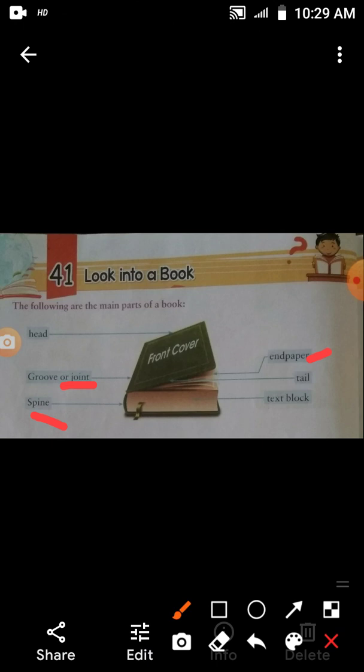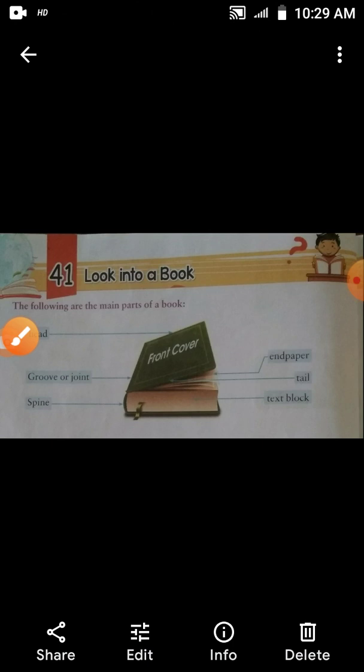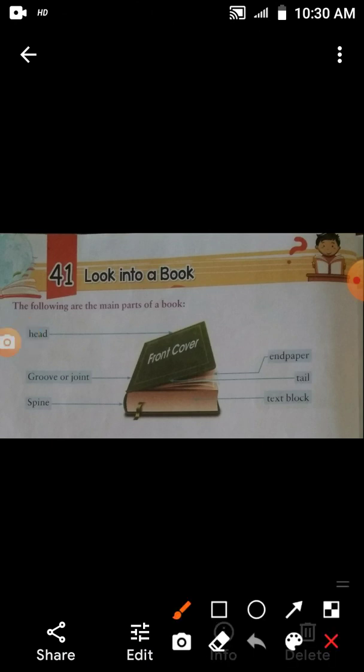And then the next is tail. You can look in this book, the outermost downside part, this one is called tail. Okay, and then the next is text block. Text block is the pages where we can write, or you can say bond pages, empty pages where we can write or read something. It is called text block.